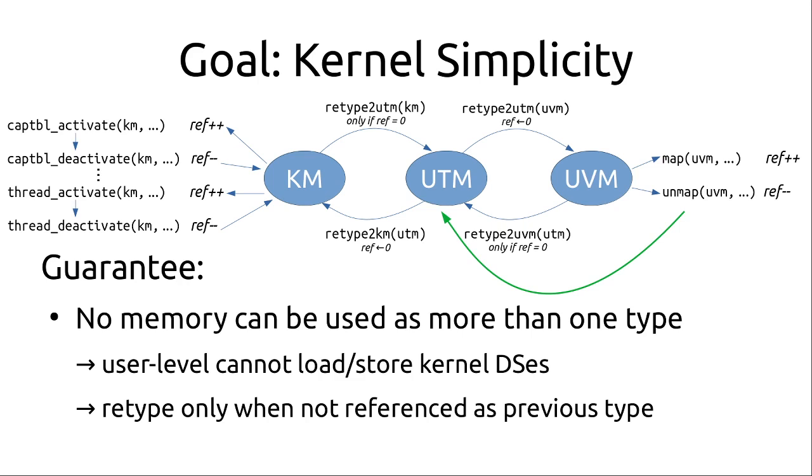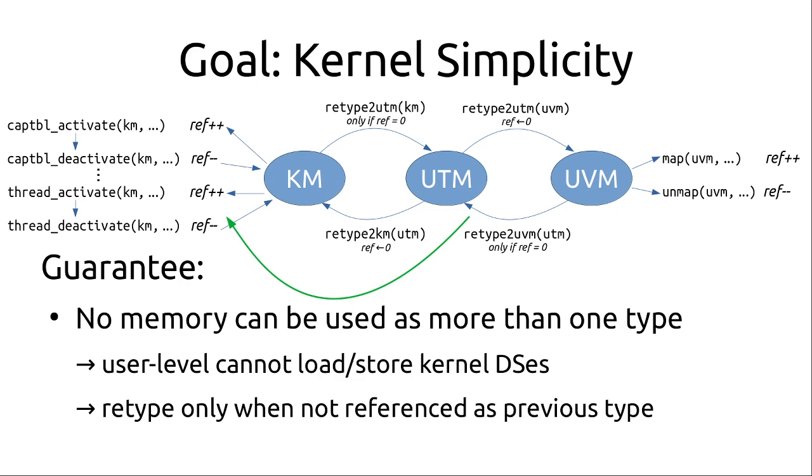Once it is untyped memory, then we can retype it to kernel memory if we choose to, right? And once it's kernel memory, again, we keep a reference count. Say the reference count now is, again, initialized to 0. Then we can start using it as specific kernel data structures.